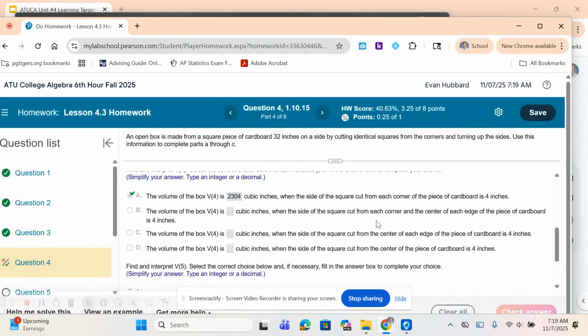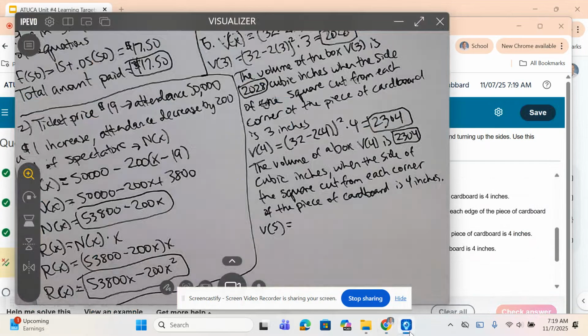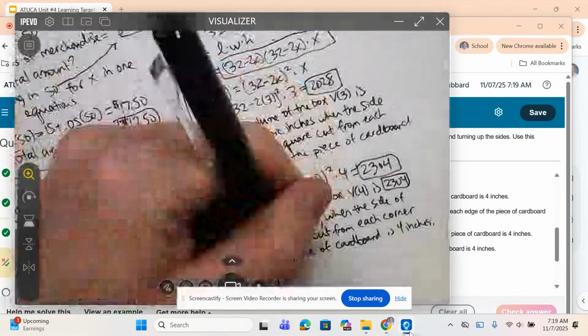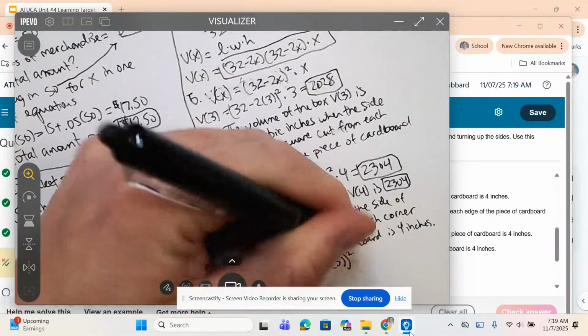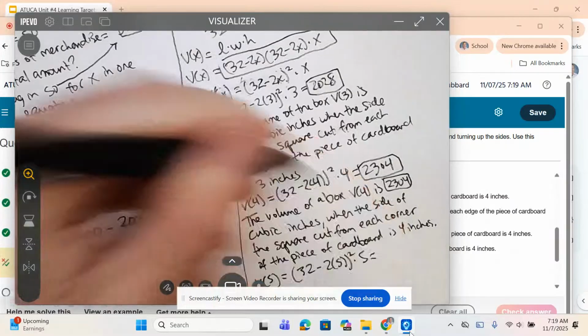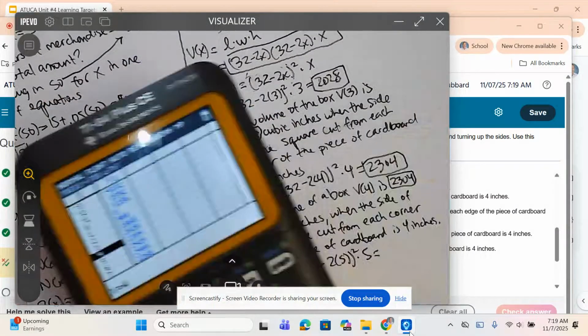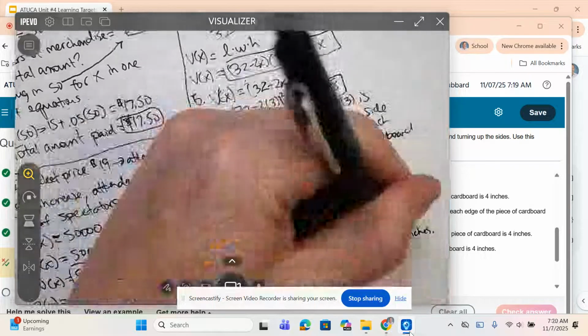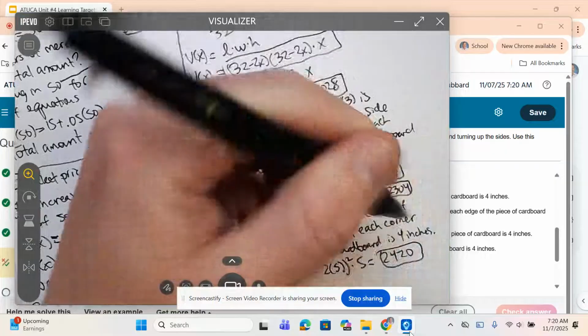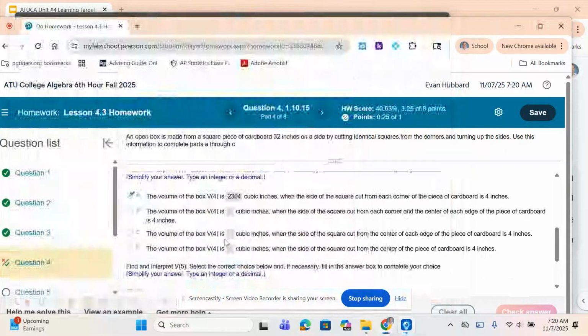Interpret V of 5. So 5, that's when x equals 5. So it'd be 32 minus 2 times 5 squared times 5. Okay, and you could type that in your calculator. I could also go to the table I just made earlier, so 2,420.